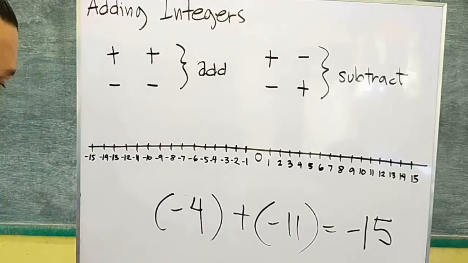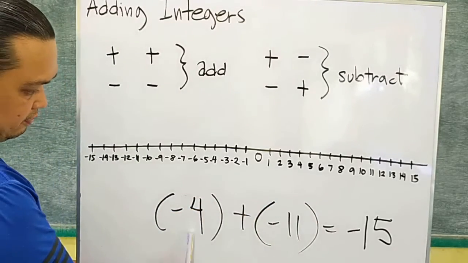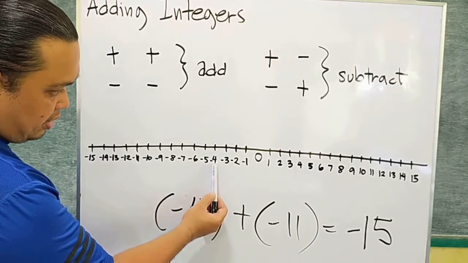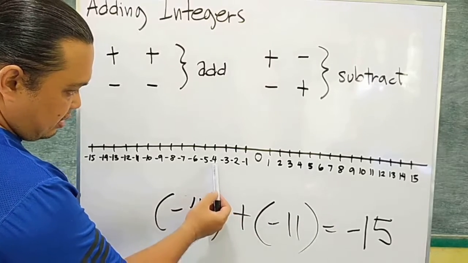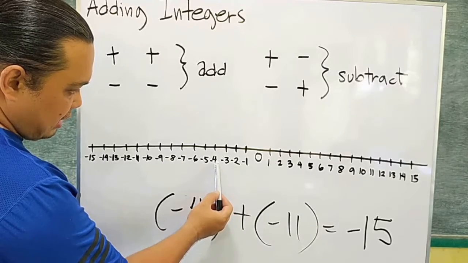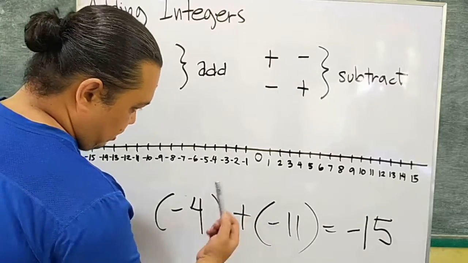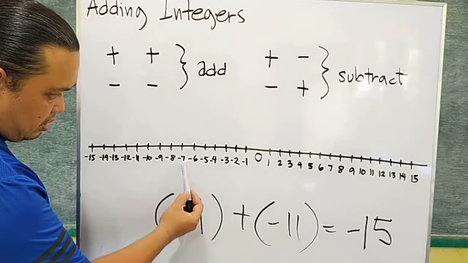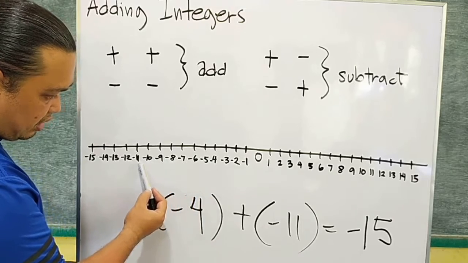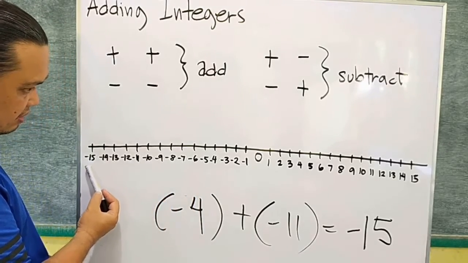Now, let's count that from our number line. Negative 4 here. We need to add 11. That is 11 steps going to the left because it's negative. Now, let's count from negative 4. 1, 2, 3, 4, 5, 6, 7, 8, 9, 10, 11. And that's negative 15.